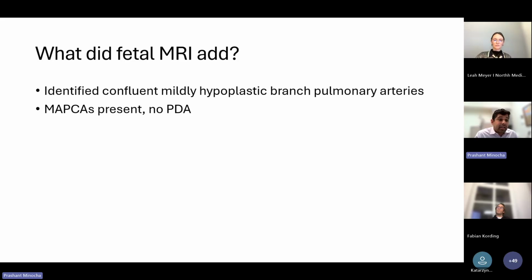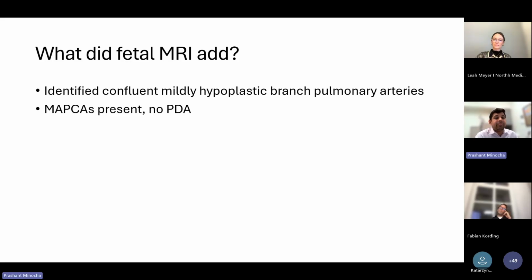By fetal echo, they weren't able to actually see the branch pulmonary arteries. So it was reassuring that we were able to see that by MRI. We made the diagnosis of TOF pulmonary atresia with MAPCAs. The images and the color flow Doppler pattern suggested tortuous small MAPCAs coming off from the descending aorta, but by echo we couldn't see the actual confluent branch pulmonary artery. So that was reassuring for us.